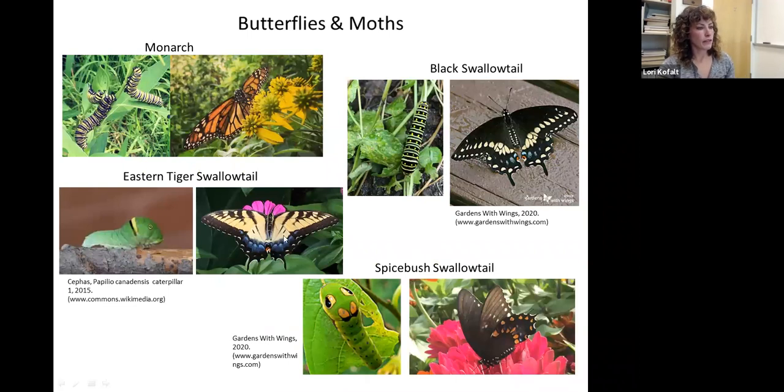So here are just some of the butterflies that we've seen in some of our gardens, and I've included pictures of what their caterpillar stage looks like, because I didn't know the spicebush swallowtail had these gigantic eyes on its caterpillar. It helps keep birds and others from taking a large bite out of it because it looks more like a snake.